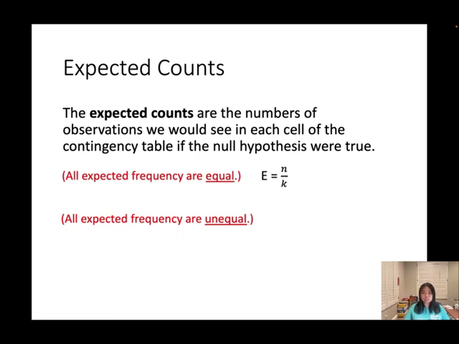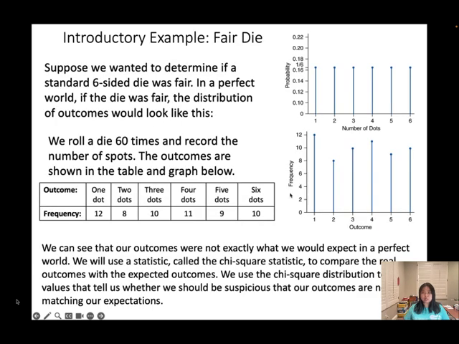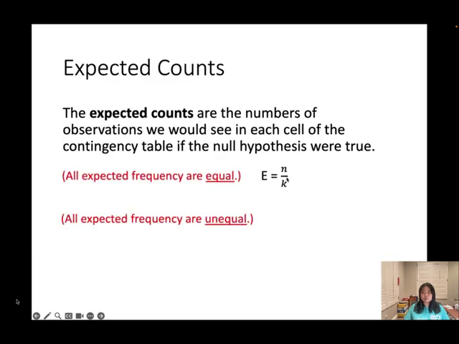E will be the notation of the expected frequency. When all the expected frequencies are equal, we'll be using this formula: E equals n divided by k. What is n? When we roll the die 60 times, n equals 60. And k is how many categories you have. In my experiment, I have 1, 2, 3, 4, 5, 6, so I have 6 categories. That will be 60 divided by 6, so E will be equal to 10. This is called the expected frequency.